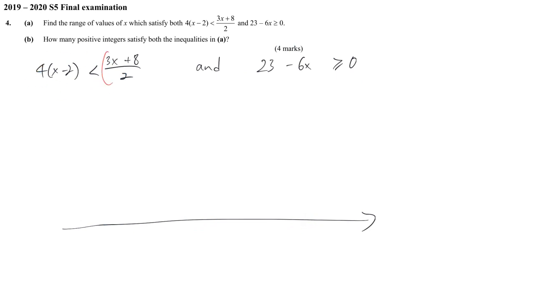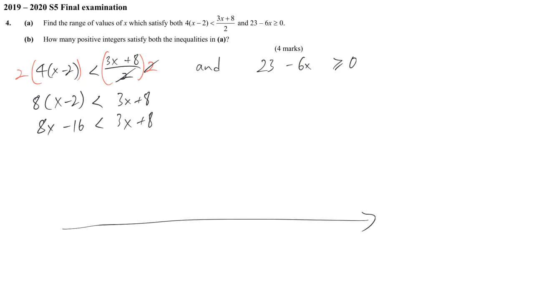First, I don't want to divide by 2, so I multiply both sides by 2. And because I multiply by a positive number, it won't trigger a change in the direction. It's still the same. Then we have 2 times 4, which is 8 times the bracket x minus 2. On the right-hand side, 2 divided by 2 gives you 1, so just 3x plus 8 is left. Expand the bracket, we have 8x minus 16.